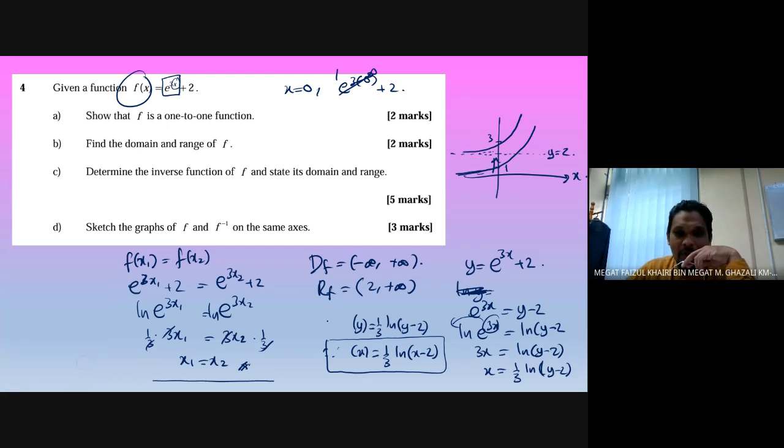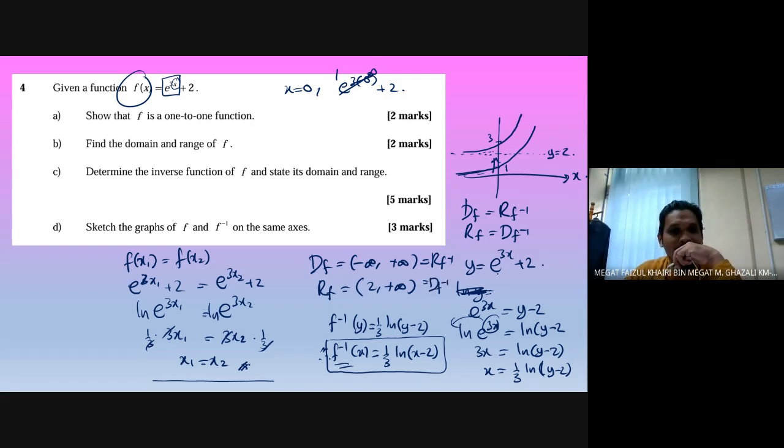f inverse of x equal to 1 over 3 ln(x minus 2). So class, what is the domain of this inverse function? Okay, use this: the domain of f is the range of f inverse and the range of f is the domain of f inverse. So this is the range of f inverse and this is the domain of f inverse.